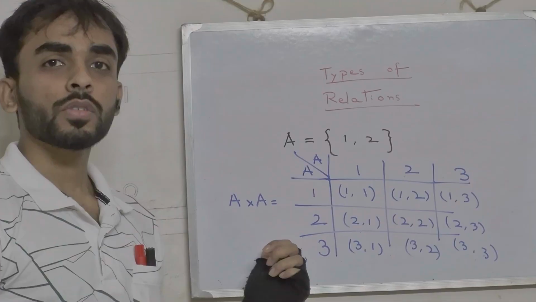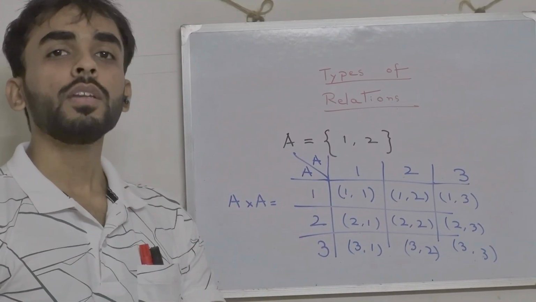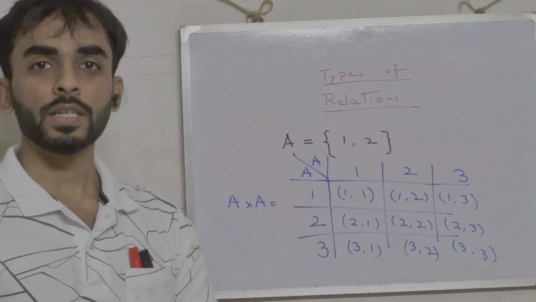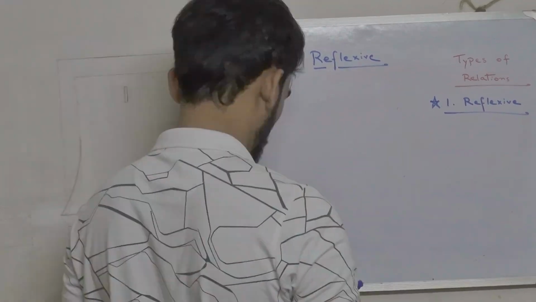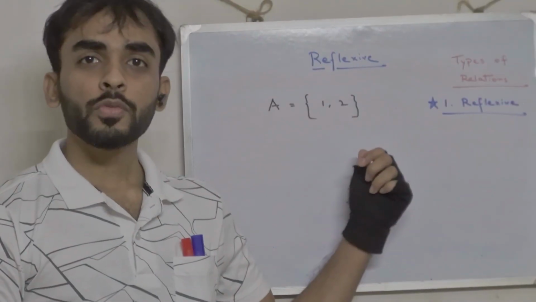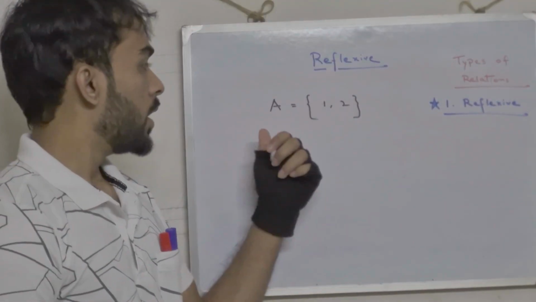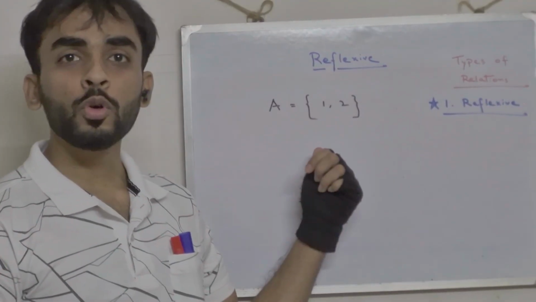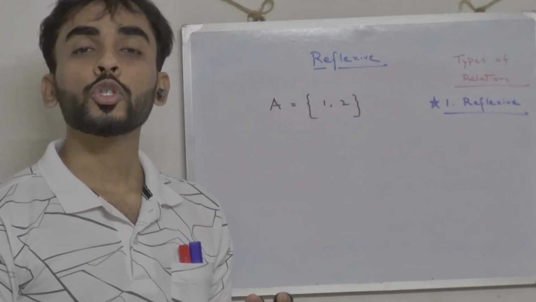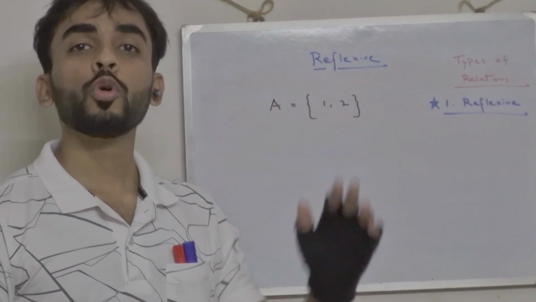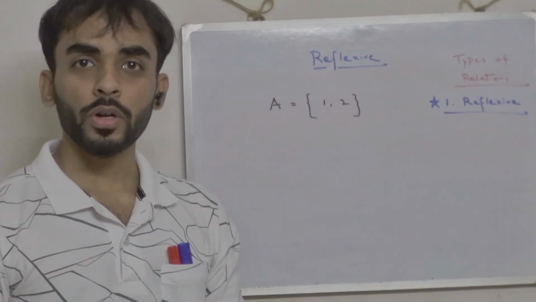In your questions, you will be given a single set and you will be asked to find different types of relation from that single set. Types of relation number 1, reflexive relation. You are given a set. We have to go from a set to a relation. In the last video, I showed you the two steps to go from a set to a relation. Step number 1 is find the Cartesian product.